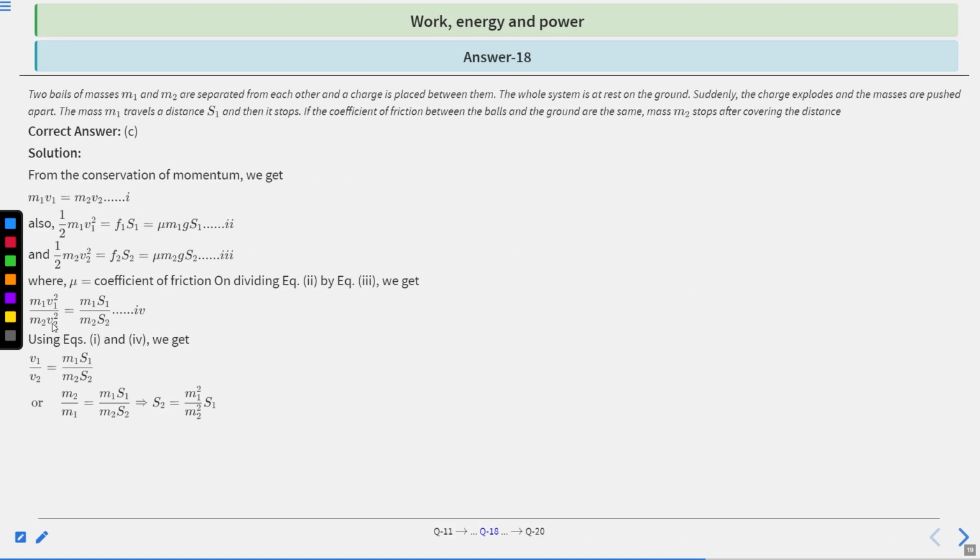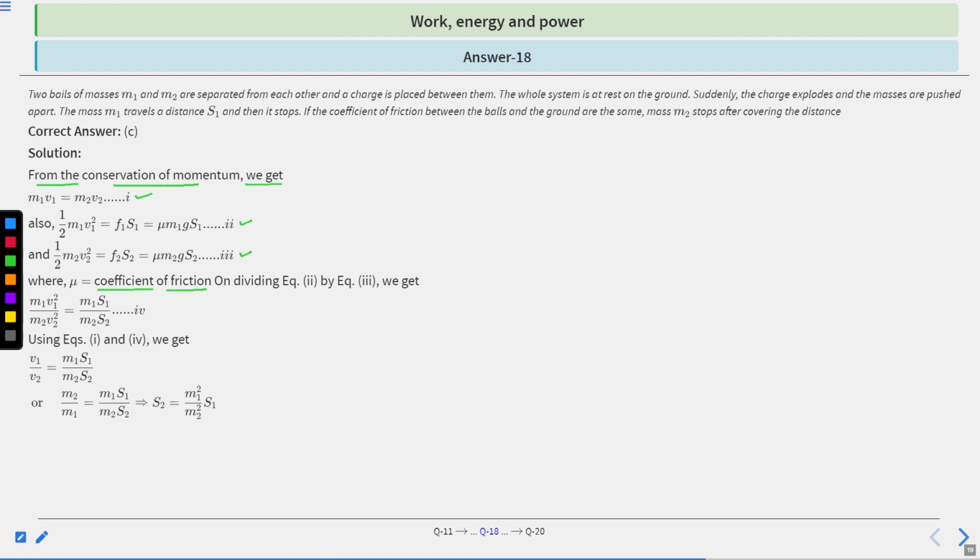Let's find a solution. From the conservation of momentum, we get m1 v1 equal to m2 v2. Let this be equation first. Also, half m1 v1 square is equal to f1 s1, which is equal to mu m1 g s1. Let this be equation second. Similarly, half m2 v2 square equal to f2 s2, which is equal to mu m2 g s2. Let this be equation third, where mu is the coefficient of friction.